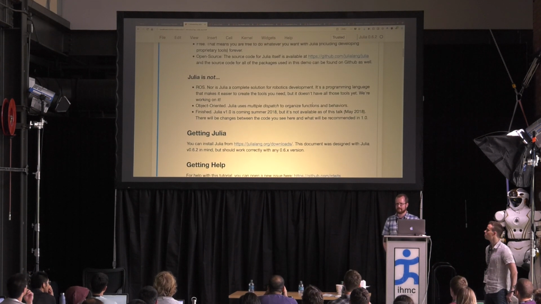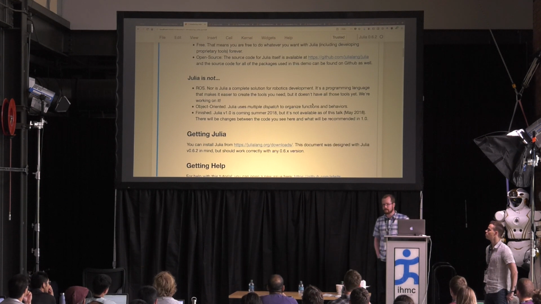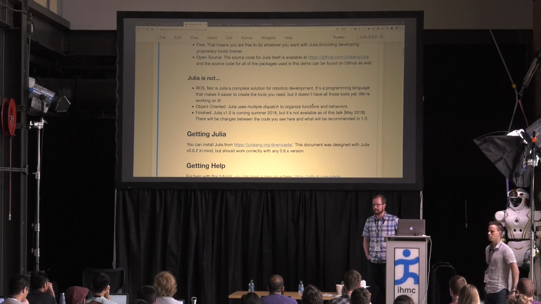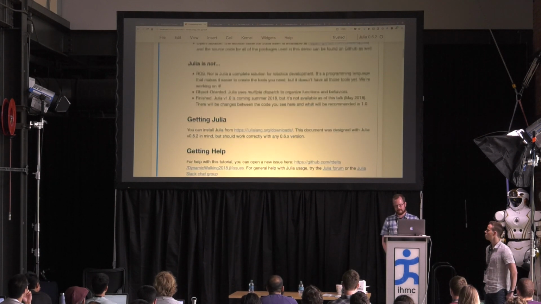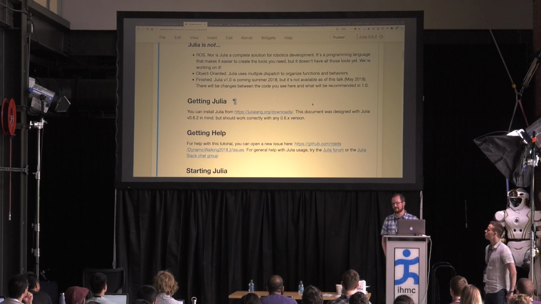Julia is not anything like ROS. It's just a language. We have some tools that I think will be useful, but we don't have anything near the complexity and feature completeness of ROS or MATLAB. I think that's okay. I think Julia is best if you like breaking things and building new things. Just in case you're wondering, it's not object-oriented, so it's okay. We'll show you how to do stuff.